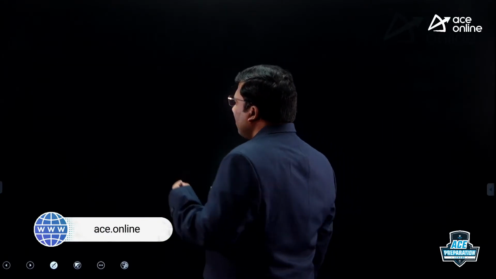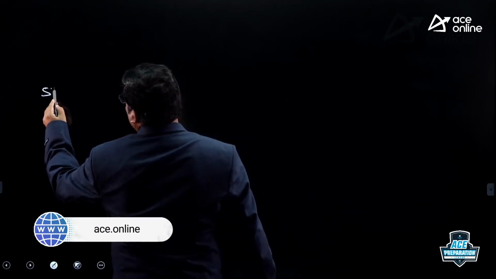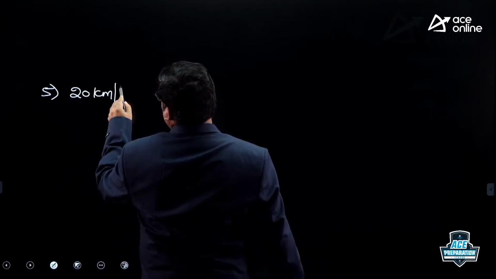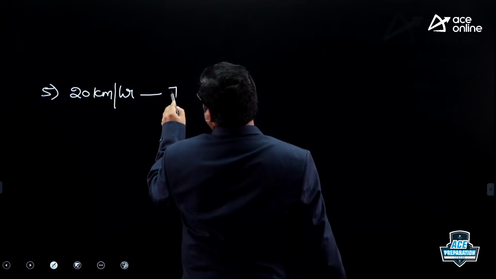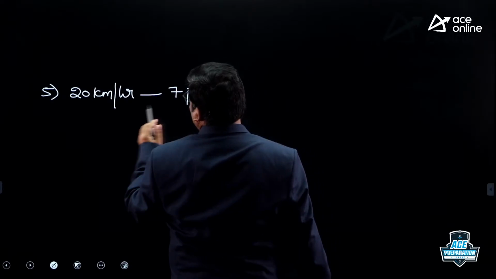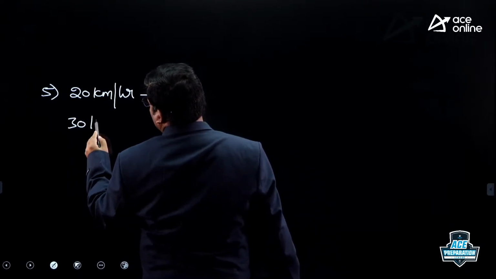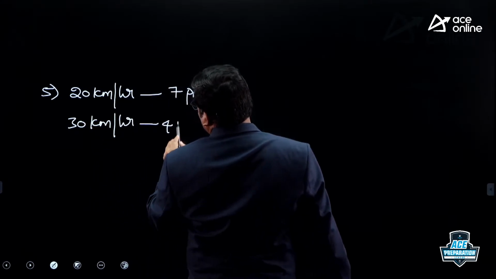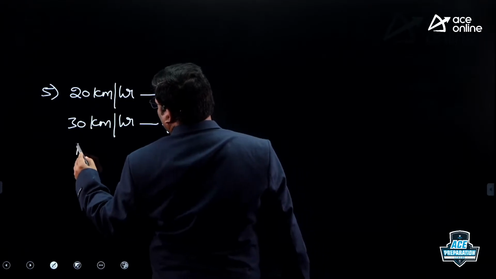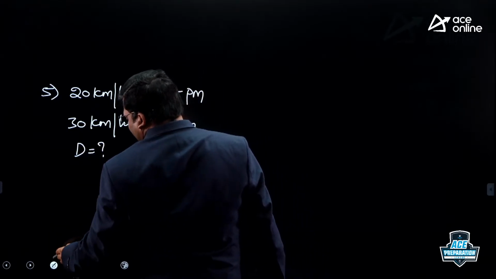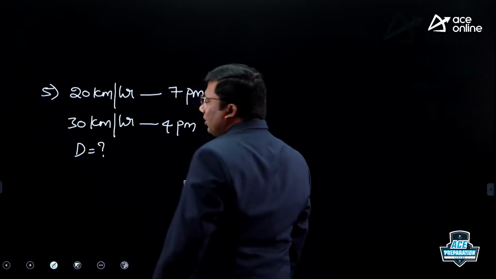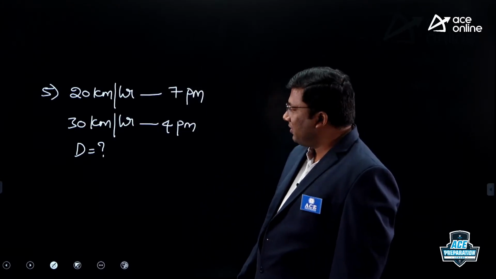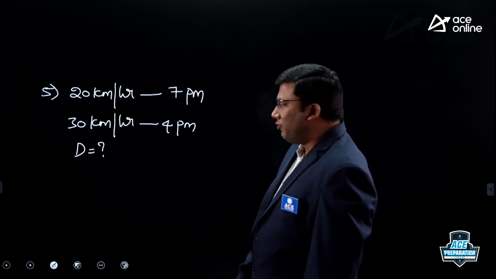Fourth one done. Fifth one. 20 kilometers per hour, 7 p.m. 30 kilometers per hour, 4 p.m. Find the distance from home to office. 20 kilometers per hour, 7 p.m. 30 kilometers per hour, 4 p.m.